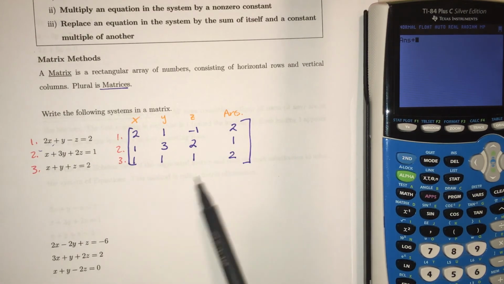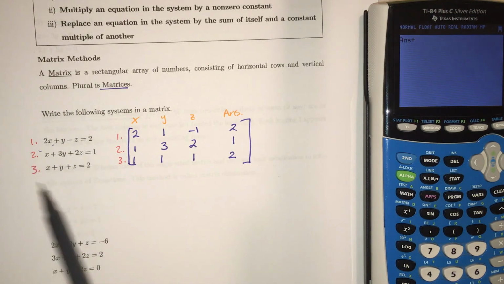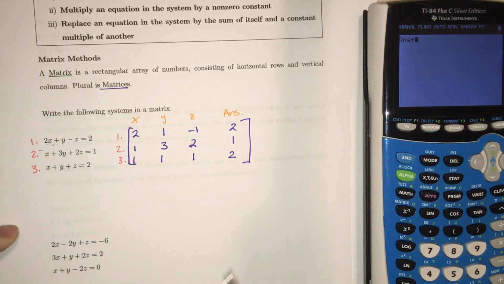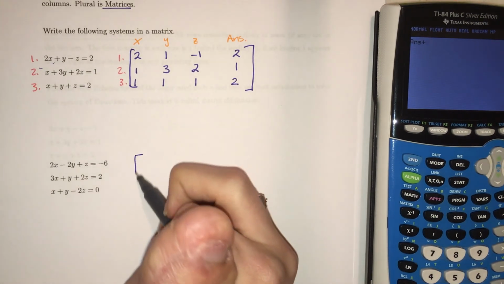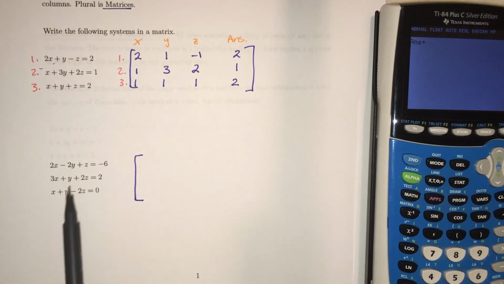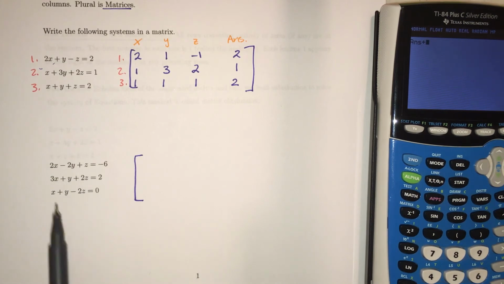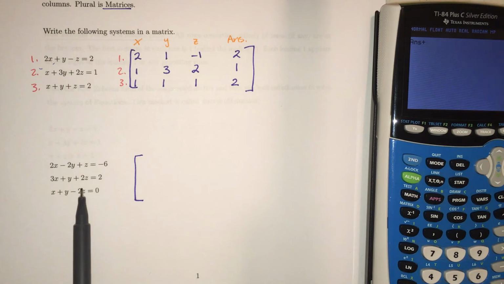So we've just made a matrix which corresponds to this system of equations. See, the matrix just looks at the coefficients of our equations. Okay, let's try again with another example. So now we have these three equations. We have 2x minus 2y plus z equals -6. We have 3x plus y plus 2z equals 2. We have x plus y minus 2z equals 0.